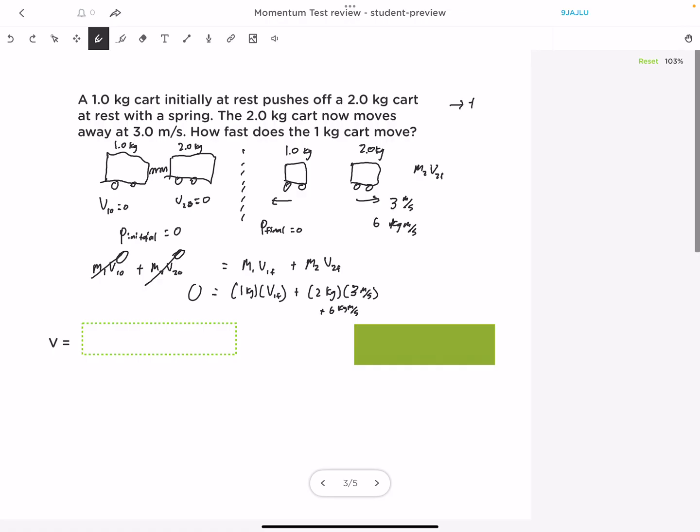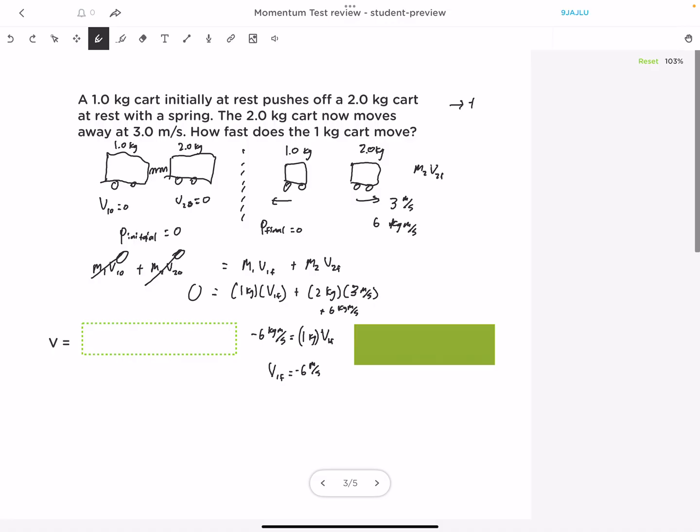Okay, and when we're solving for this, I'm just going to move the 6 to the other side of the equation, right? So 1 kilogram times v1f plus 6 kilogram meter per second has to equal 0. So then I have -6 kilogram meter per second equals 1 kilogram times v1f. Then I'm just multiplying it by 1. So you divide both sides by 1 kilogram, and you end up with a v1f equal to -6 meters per second. So again, to clarify, going over the entire problem, the initial momentum of the system is 0.